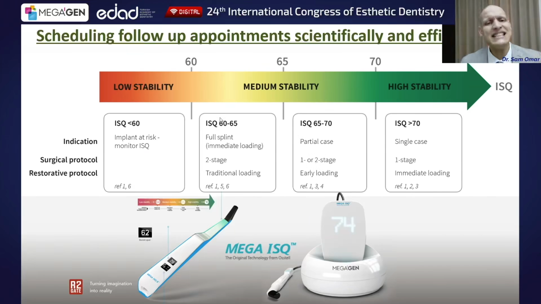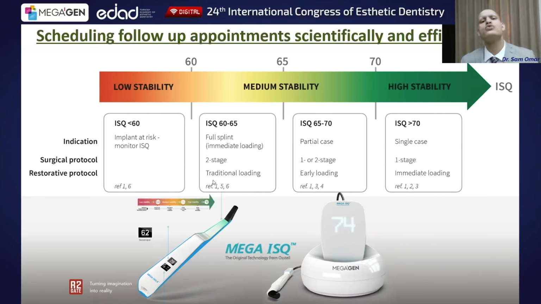If I get 60 to 65 ISQ and I have a full arch case, I could do immediate loading. If I have a single implant, I need to do 2 stage, which means I need to bury the implant and I need to place the healing abutment later on, not immediately, because the amount of stability that we get doesn't allow us to put the healing abutment on top of the implant.